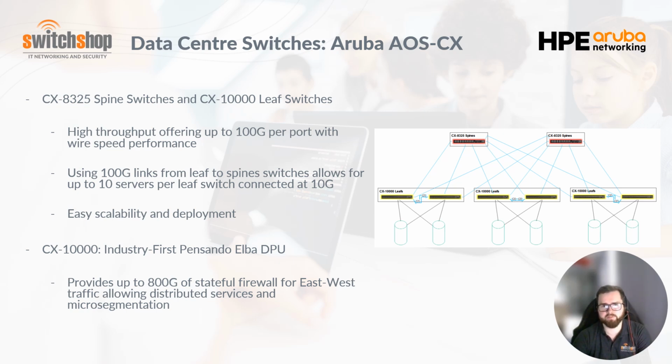One of the major benefits of using the CX switch range at the data center is that the CX10000 switches offer layer 2 and 3 CX data center switching capabilities, alongside an industry-first hardware-accelerated programmable processor to deliver inline stateful security services while maintaining wire speed performance. The CX10K's integrated Pensando DPU allows for 800 gig of stateful firewall for east to west traffic and to run security functions across the network using a distributed services model.